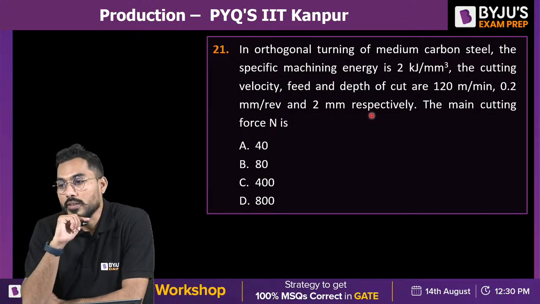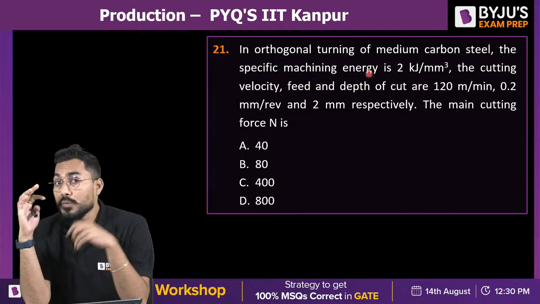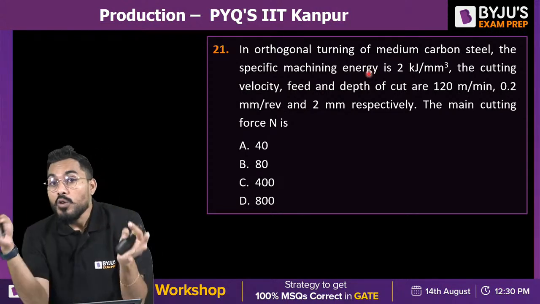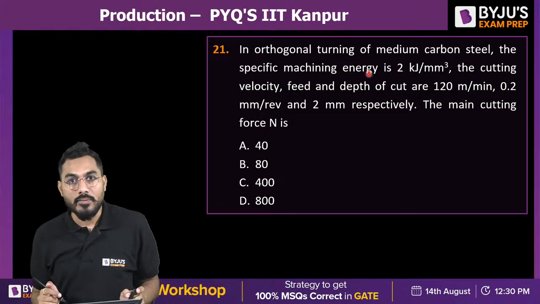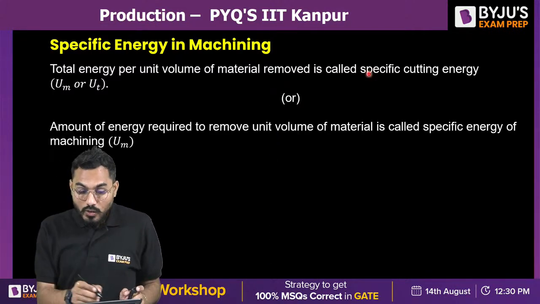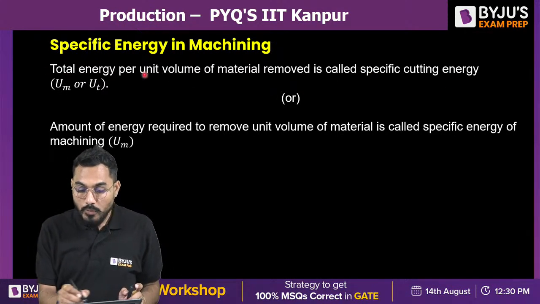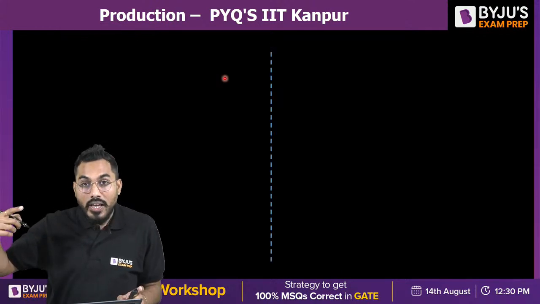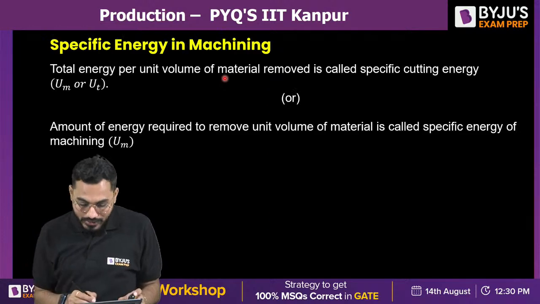The main cutting force is to be found. Now, first of all, you tell me what is meant by specific cutting energy. Specific cutting energy is nothing but the amount of energy required to remove unit volume of material. It can be written as total energy per volume. कितना energy चाहिए unit volume of material remove करने के लिए, that is what is called specific cutting energy.